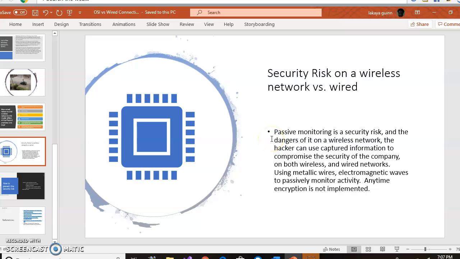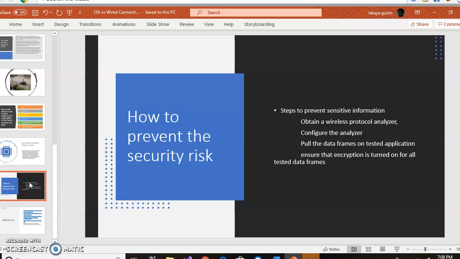Security risk on wired and wireless networks exists anytime encryption is not implemented. The thing to keep in mind is hackers can retrieve information, but if the files are encrypted, you're not able to retrieve any information because it's encrypted. Sometimes it is almost impossible to prevent hacks from attacking systems, but encryption is one of the most important keys.